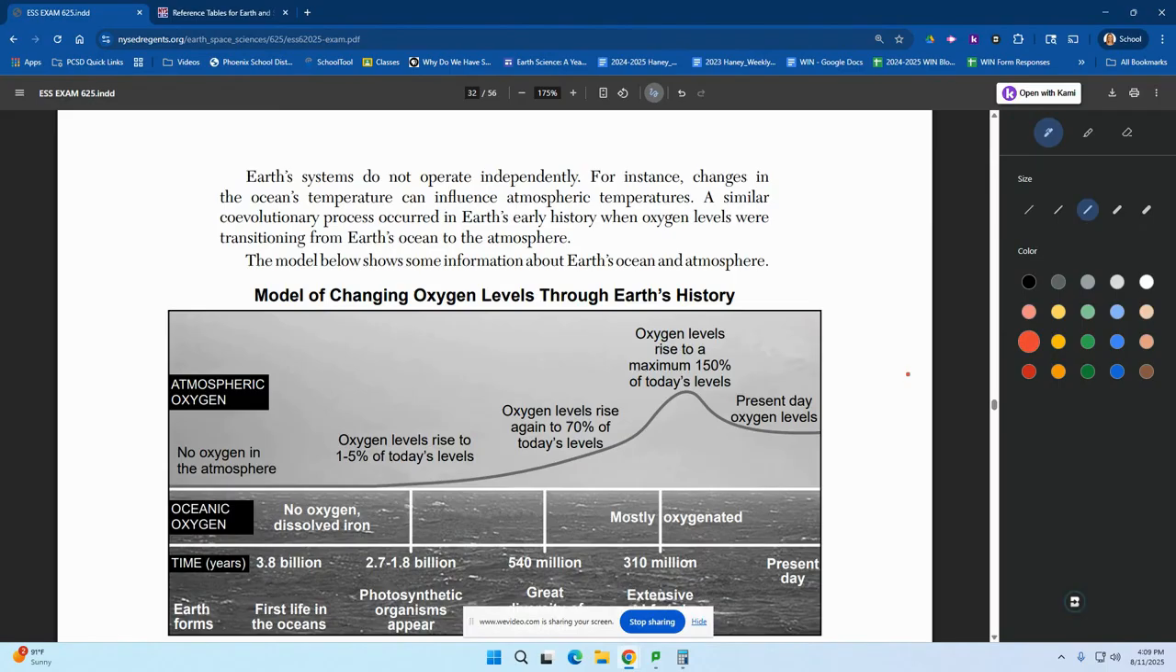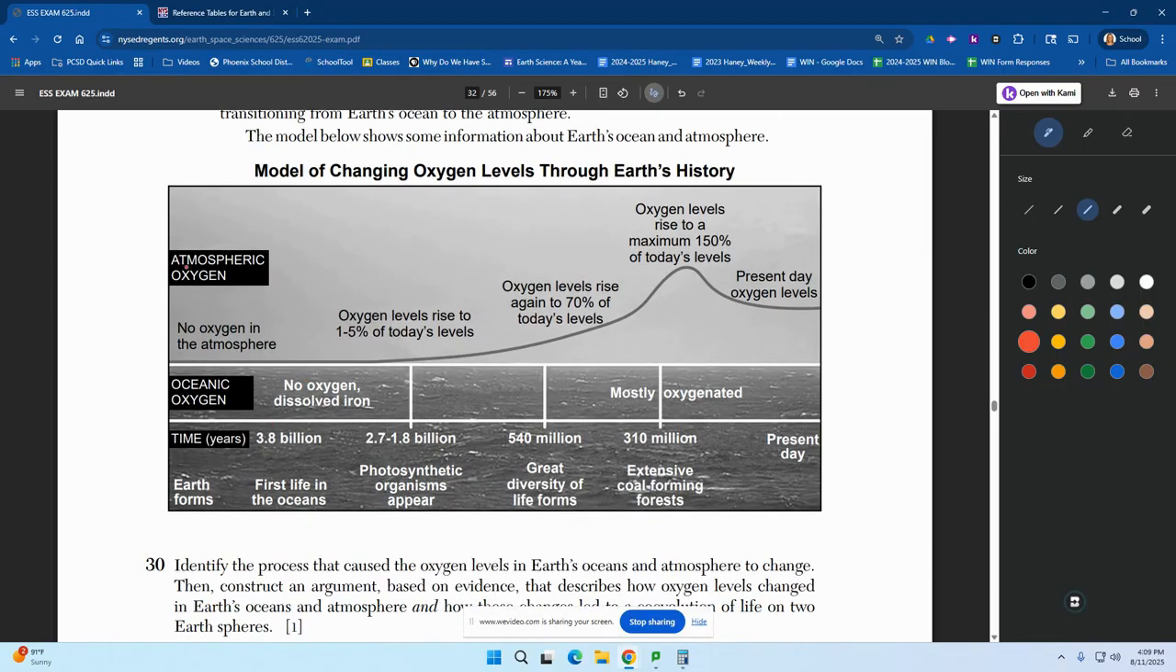The model below shows some information about Earth's ocean and atmosphere. So we have how oxygen has changed in the atmosphere. I'm going to use yellow for that. This is our oxygen in the atmosphere, this line. And then we have our oceanic oxygen, which they've described in this little bar here. And then we have our life processes, which we will do in red, and those are down here. Okay, and then we have time.